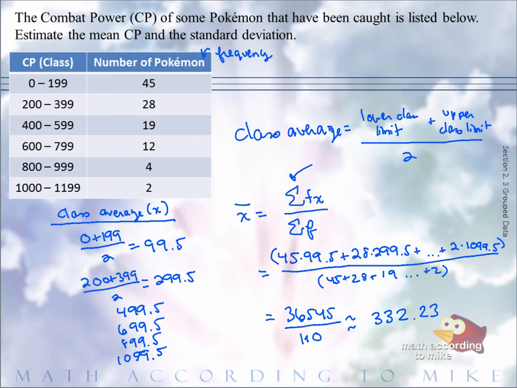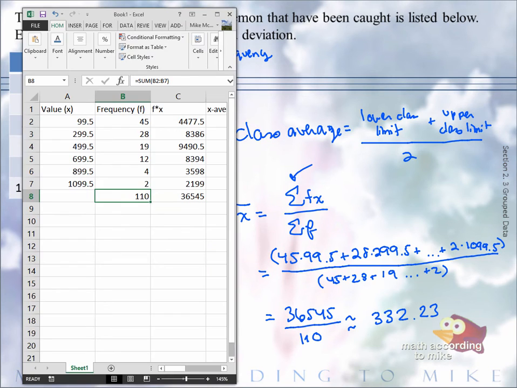Now we're going to do the same thing again for standard deviation. This time, though, we're going to do it all in Excel. Keep this number, the 332.23, in mind, because we're going to need that. Notice that that is an approximation, which unfortunately does throw off the standard deviation a little bit, but for our purposes, it's totally fine. Okay, so let's go back to Excel.